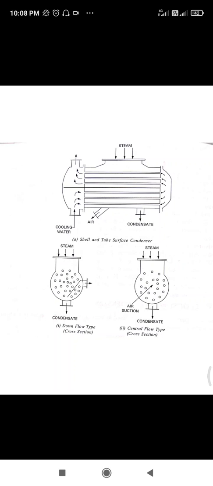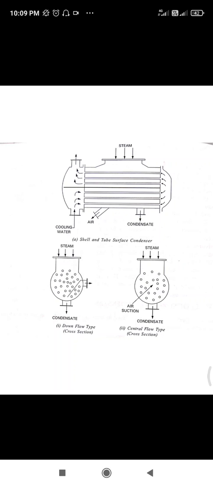We also discussed the comparison of jet condensers and surface condensers. The main difference is that in jet condensers the water is in direct contact, whereas in surface condensers it is not in direct contact. The jet condenser has a simple design and less maintenance cost, whereas the surface condenser has a complicated design and high maintenance. The jet condenser occupies less space, the surface condenser occupies more space. Jet condensers are suitable for small plants, whereas surface condensers are used for larger power plants.